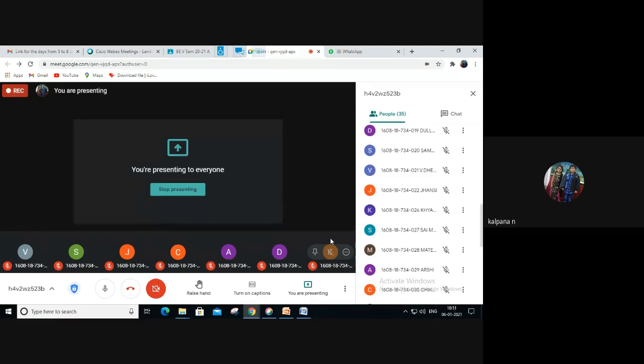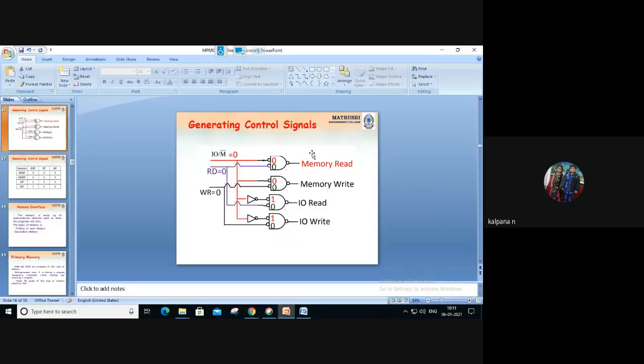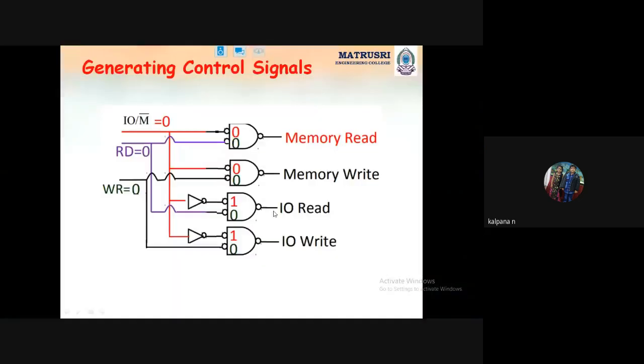Based on the control signals. Okay, based on one truth table. So this is the generation of the control signals. This is a circuit for generating the control signals. How many control signals are we having? Memory read, IO read. Memory read and IO read mean the processor can fetch the data from memory as well as from the input output devices.